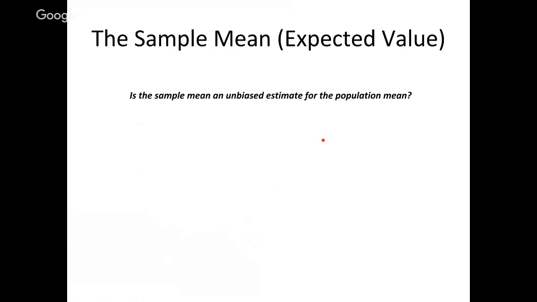We're going to approach it by trying to answer a couple of questions. The first question is: is the sample mean an unbiased estimate for the population mean? By unbiased, what we mean is that the expected value of that sample mean is going to be equal to the population mean. Another way to think about it is that if you collected thousands and thousands of samples, eventually the sample mean that you calculated would be a closer and closer approximation of the population mean.